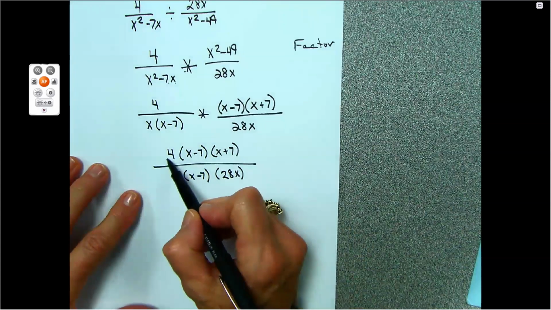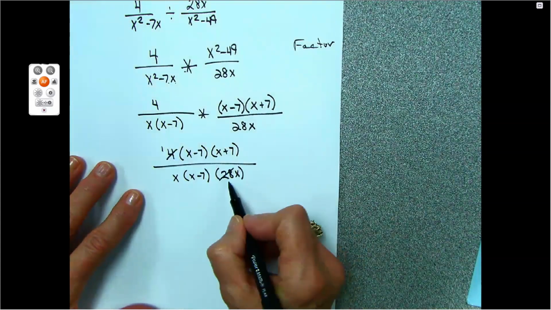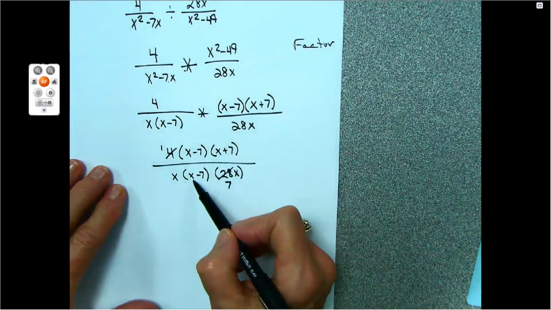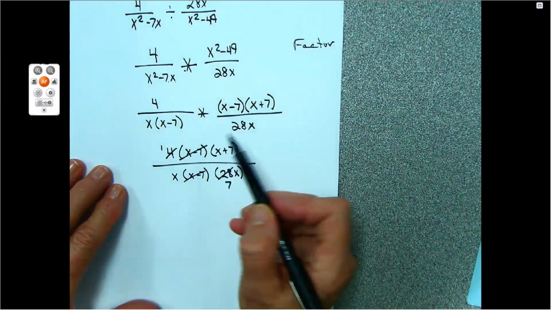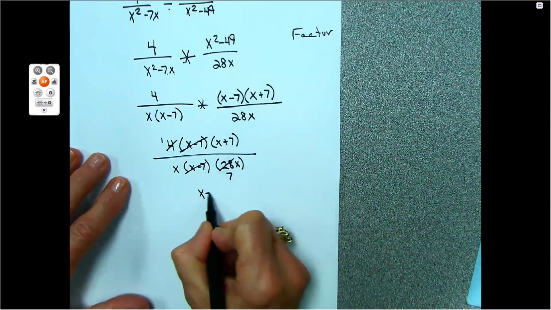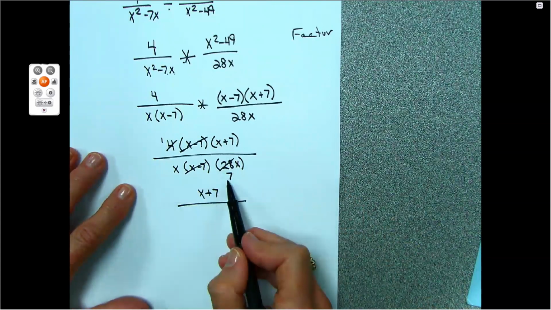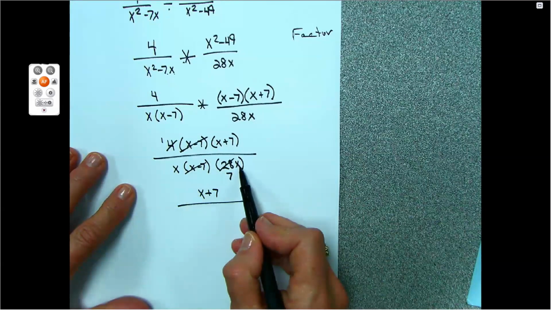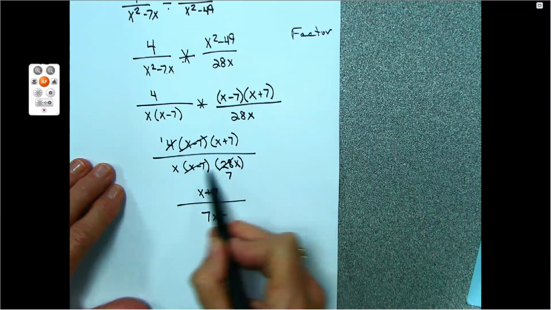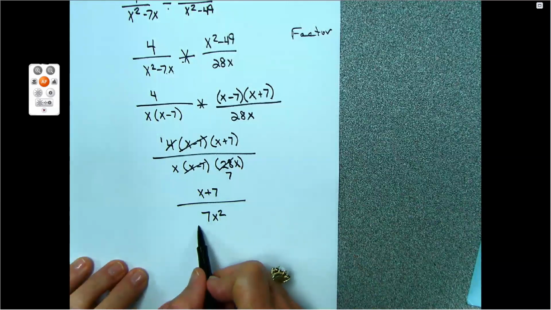4 goes into 4 once, and 4 goes into 28 7 times. The quantity x minus 7 goes into the quantity x minus 7 once. In the numerator, that leaves x plus 7. In the denominator, it looks like 7 times x times x, 7x squared. Here's an x, there's an x, 7. X plus 7 over 7x squared.